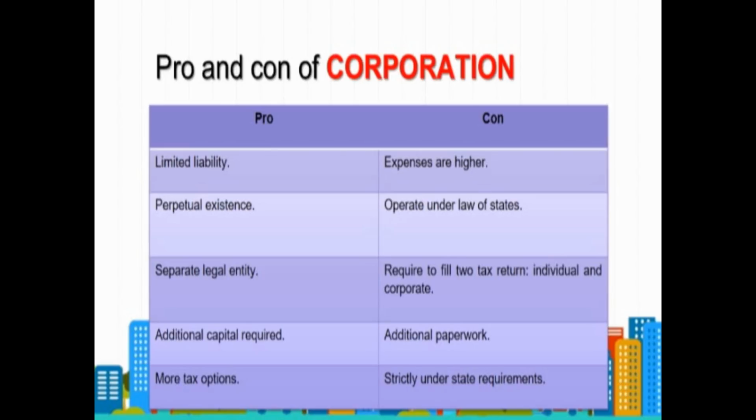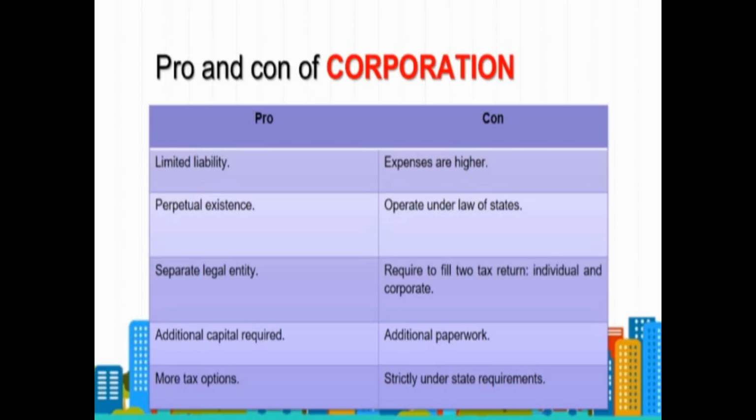Tapi diorang kadang-kadang corporation kena bayar asing, personal income kena bayar asing lah sebab diorang terima gaji kan. Okay, then the disadvantages, expenses are higher of course. Bila corporation company besar, kita kata dia punya expenses lagi tinggi. Second, they need to operate under law of state. So bila dia operate under law of state ni, banyaklah dia punya rules and regulation.